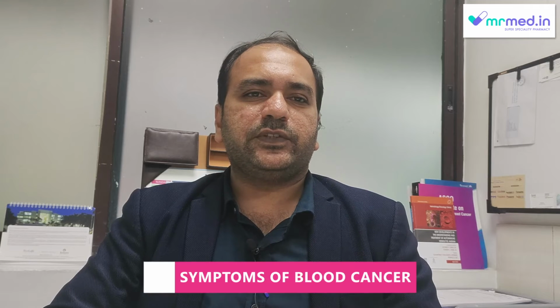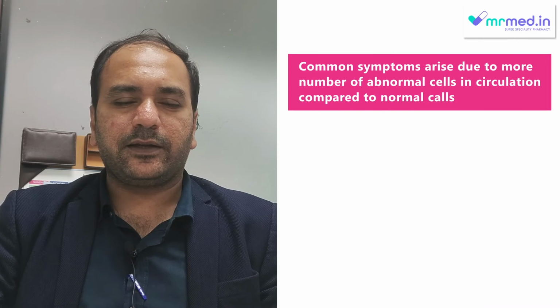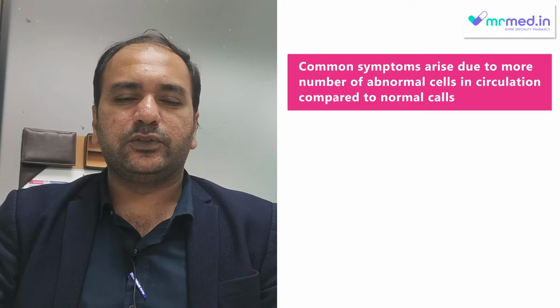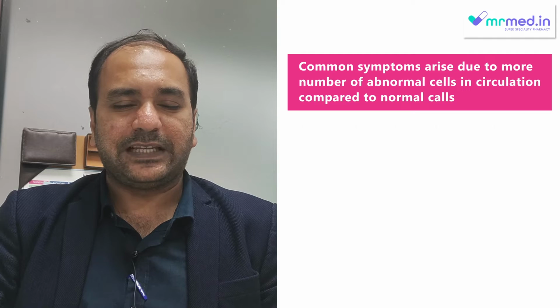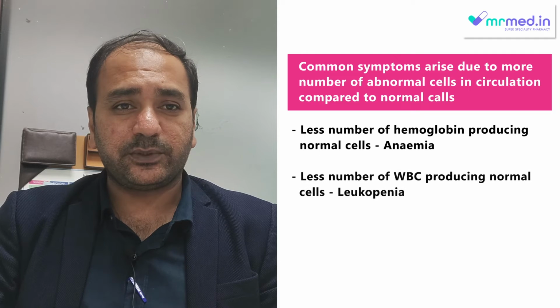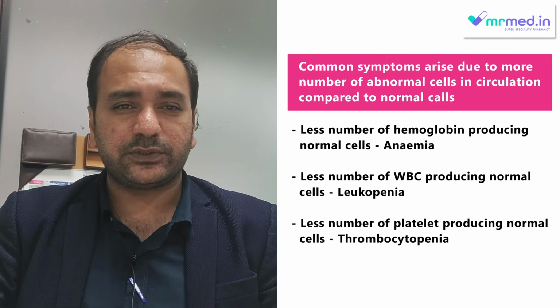The common symptoms which we see in blood cancer are generally because of the increased number of abnormal cells which circulate in the body. Like I told you before, the blood cancer cell usually develops initially in the bone marrow, which is in the center of the larger bones. Here, since the abnormal cells are more, the normal cells become very less. So we have less number of hemoglobin producing normal cells, less number of WBC producing normal cells, and less number of platelet producing normal cells.